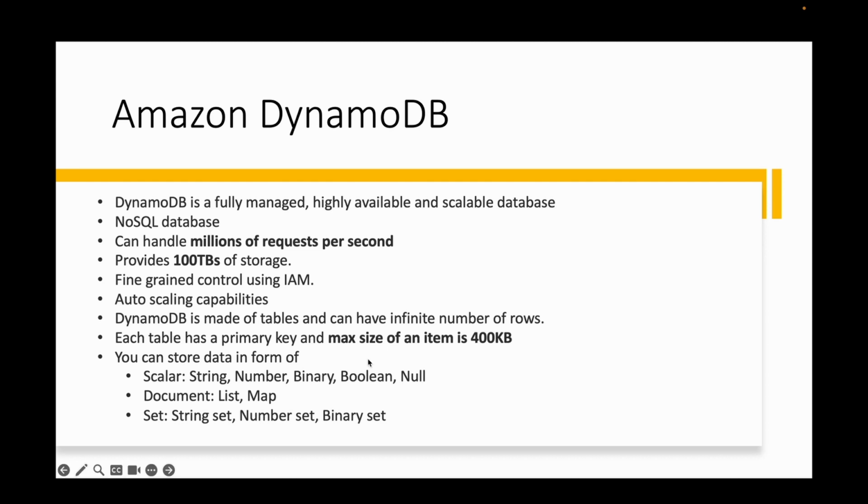The next thing is that each table should have a primary key, which is true for every database, but the max size for an item is 400 KB. Here, an item is a row in terms of DynamoDB. So you can only have 400 KB per item. So let's say I have a backend application and I want to store an image as well. What will I do? Because an image could be more than 400 KB.